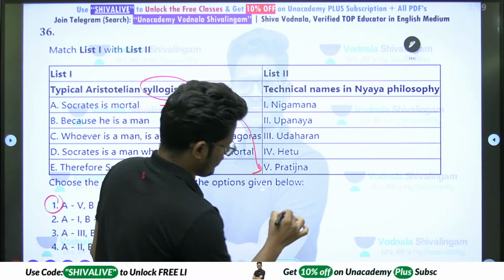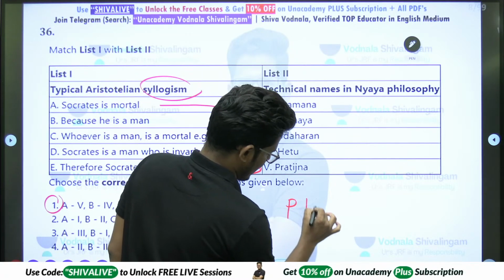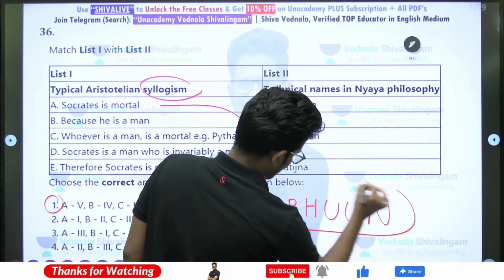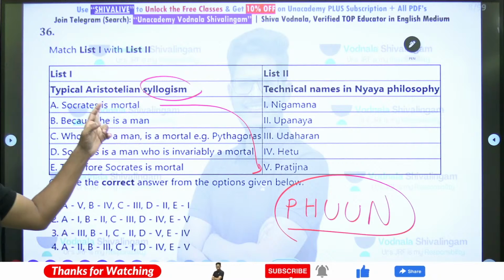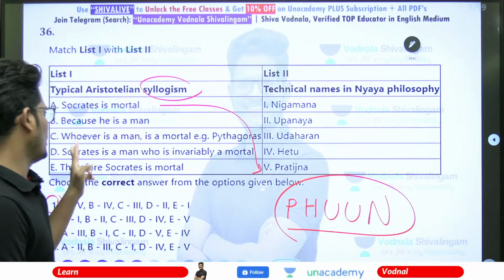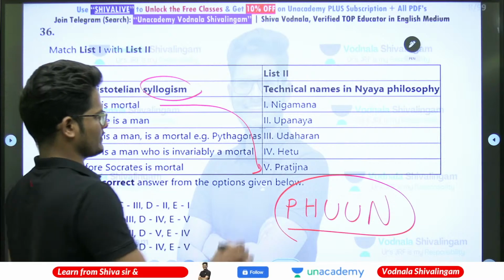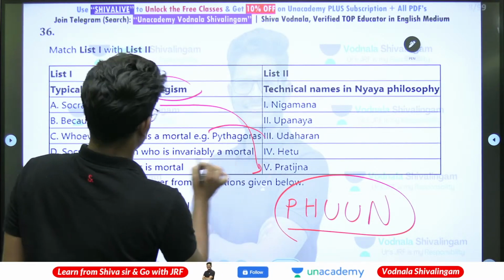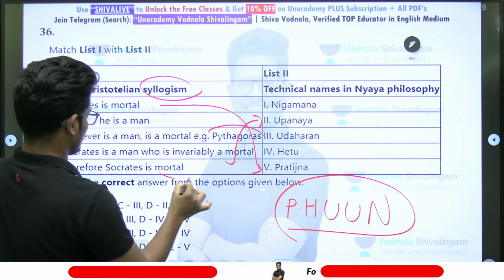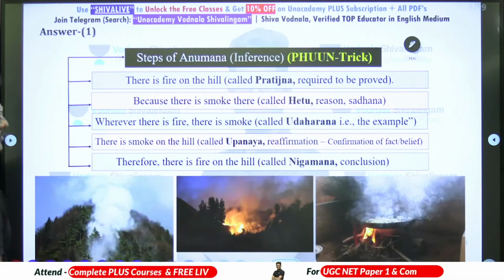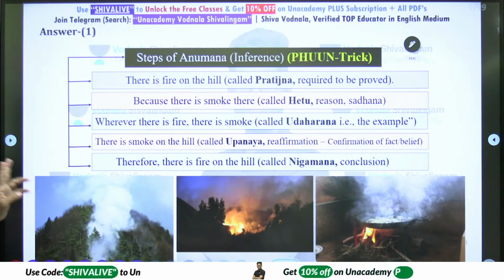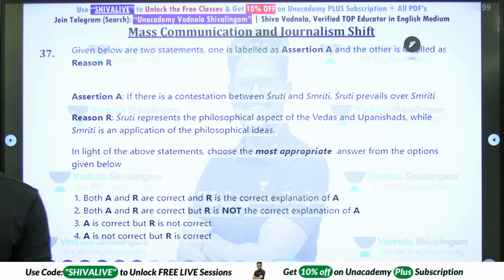We know one technique called the Nyaya five-step syllogism: pratijna, hetu, udaharana, upanaya, nigamana. So, Socrates is mortal is the pratijna, and because he is a man is the hetu. Whoever is a man is mortal, as Pythagoras is, is the udaharana. Next, Socrates is a man who is invariably mortal is the upanaya, and the conclusion is the nigamana. This is the technique we need to follow: pratijna, hetu, udaharana, upanaya, nigamana. Next question.